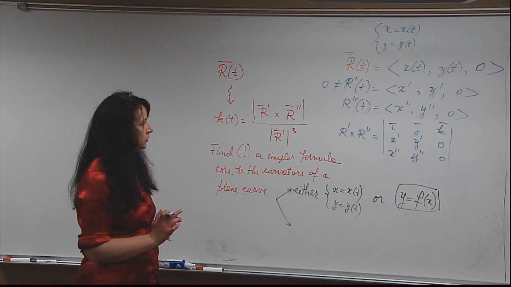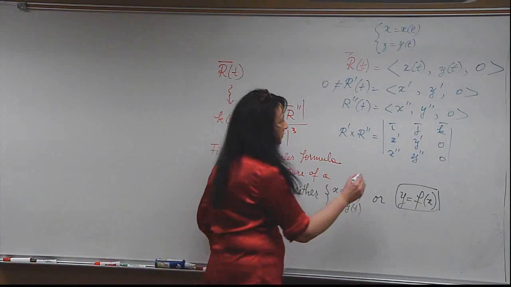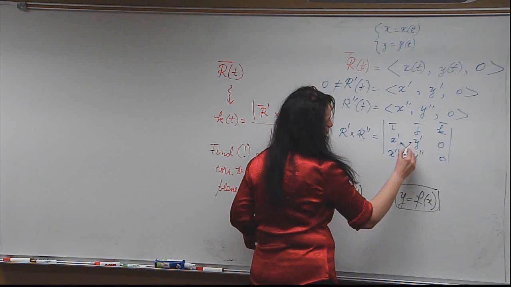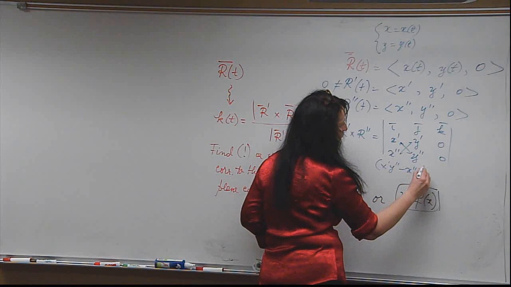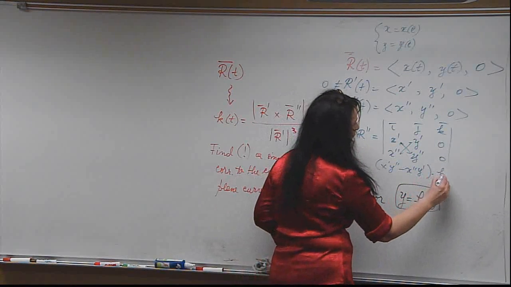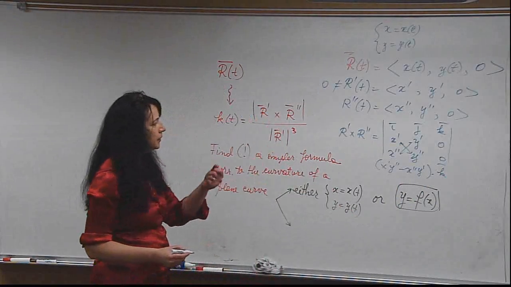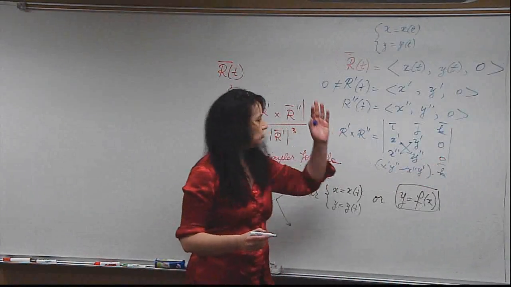x prime y double prime minus x double prime y prime, times k. Good. And it doesn't matter when I take the magnitude because the magnitude of k is 1.